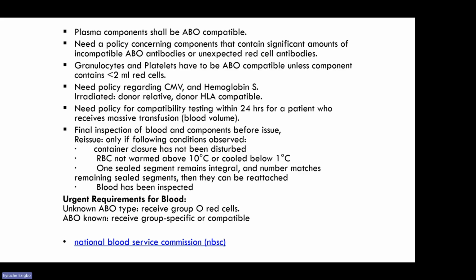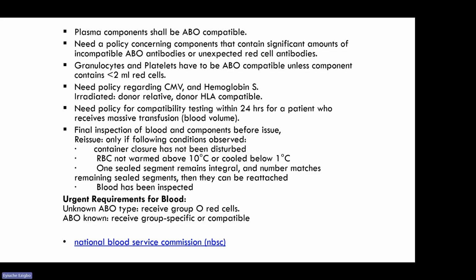In a situation where there is an urgent request for blood and the recipient's ABO is not known, and it is a case of serious emergency, you can give O red cells. If the ABO type is not known, you can quickly give O red cells, not whole blood. You can quickly give O red cells. Okay, if the ABO is known, receive group specific blood.